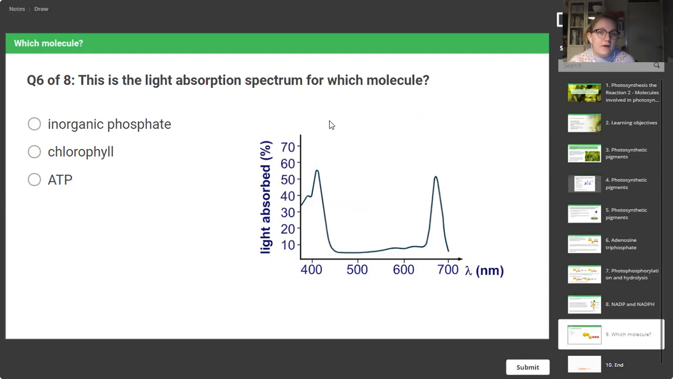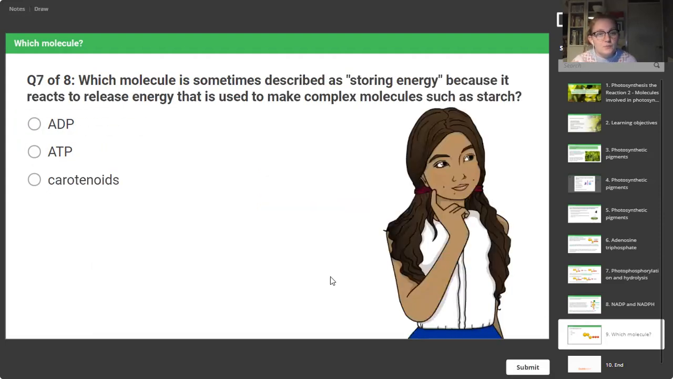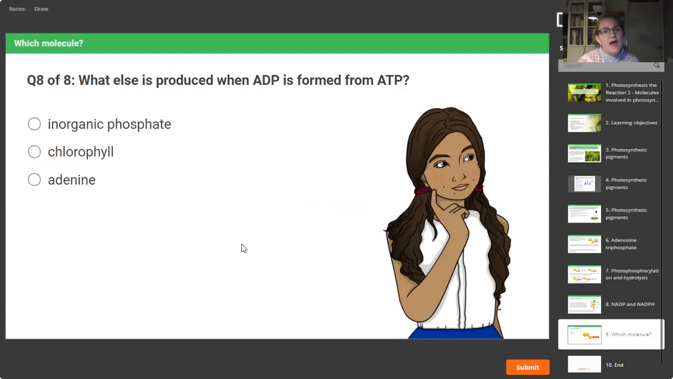This is the light absorption spectrum for which molecule? It's not an inorganic phosphate or ATP, it is chlorophyll. Which molecule is sometimes described as storing energy because it reacts to release energy that is used to make complex molecules such as starch? That is ATP. So remember, when ATP is broken down during hydrolysis, it forms ADP, an inorganic phosphate, and releases energy. And finally, what else is produced when ADP is formed from ATP? That is an inorganic phosphate.